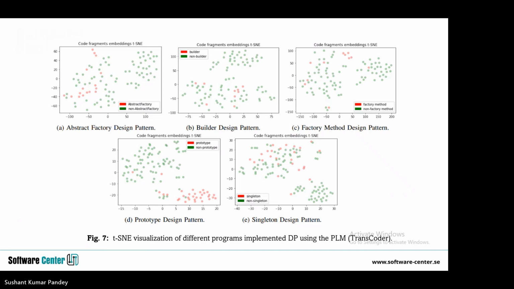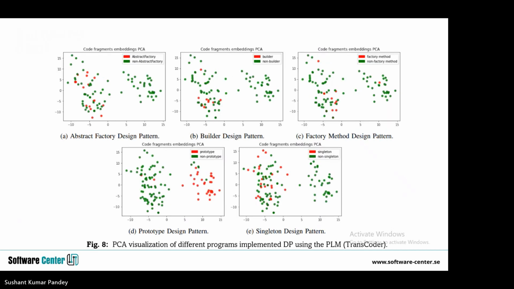Apart from t-SNE, we also get PCA visualization. Our PCA results are quite aligned with the t-SNE visualization. Here we can also see the clusters made by prototype and abstract factory design patterns, and singleton is also dispersed. But this visualization is not sufficient to get the prediction results. So what we did, we evaluated using a distance measure. We calculated the distance between two programs and then we evaluated predictions. I'm not diving into how we measure the distance and how we get the precision and recall. I'm just saying that we use this.